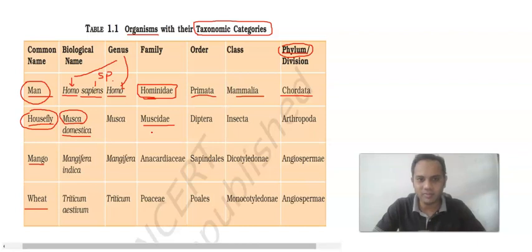Here they belong to the order Diptera. Diptera means the true flies. These are called true flies, having truly two wings. If we observe, we can find that the housefly shows that type of character, and therefore it is placed in that order. And it belongs to the class Insecta.